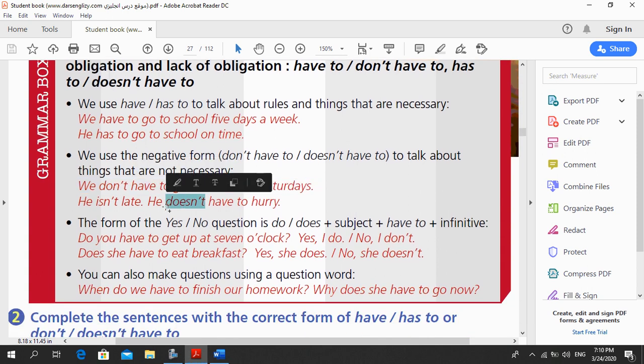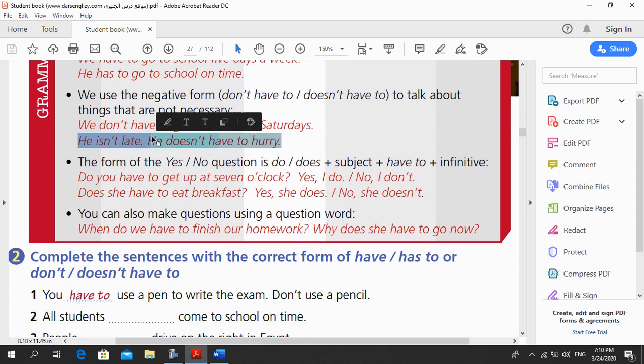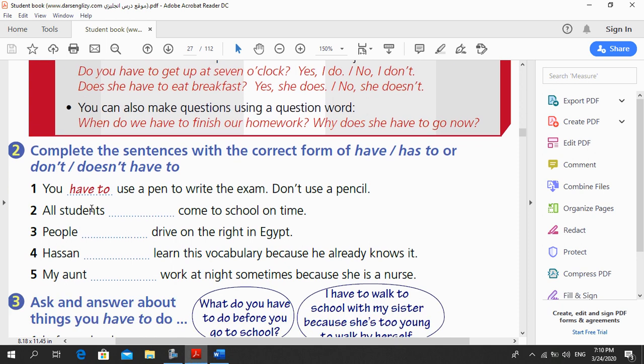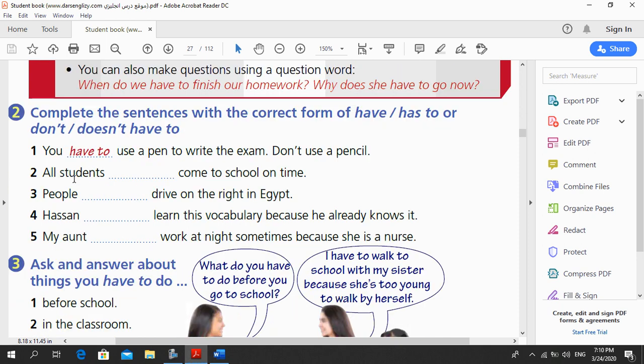He isn't late, so he doesn't have to hurry. There is no reason for him to hurry. So he's not gonna hurry because he's not late. So there's no obligation. There's no reason to hurry. So this is the rule. We use have to with plurals and has to with singulars. All students have to come to school on time.